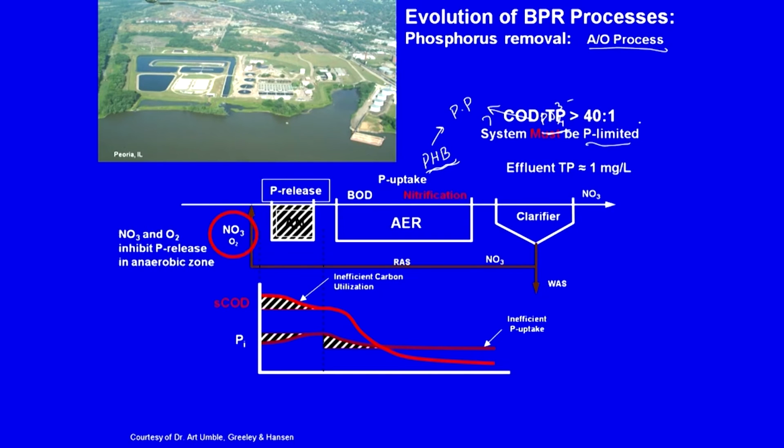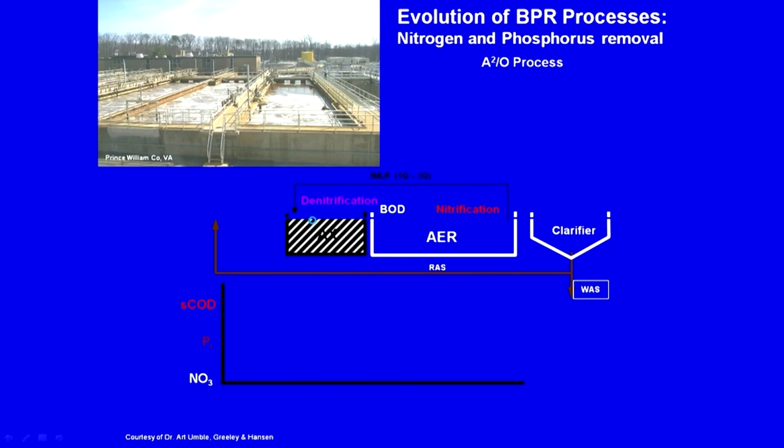Why is it? The nitrates and the oxygen inhibit P release in the anaerobic zone. It is not really an anaerobic zone, so it is difficult to maintain anaerobic conditions. So, this A2O process is widely used, at least in India. Let us see what it is about.